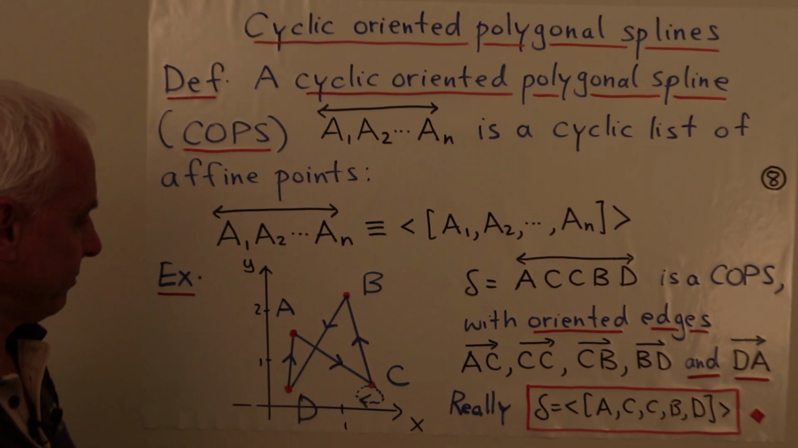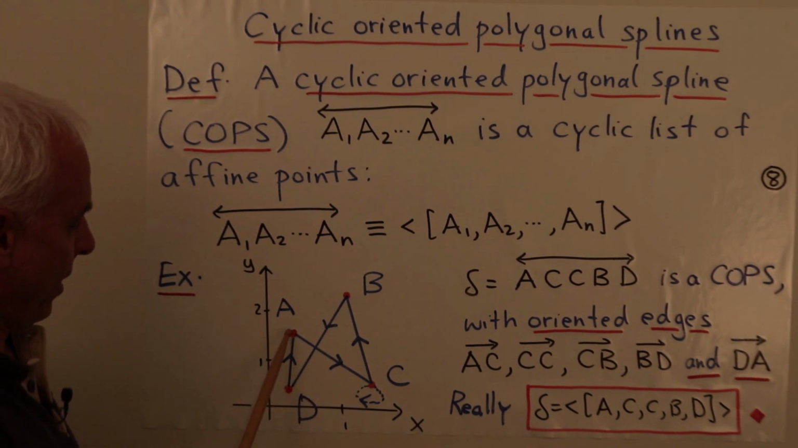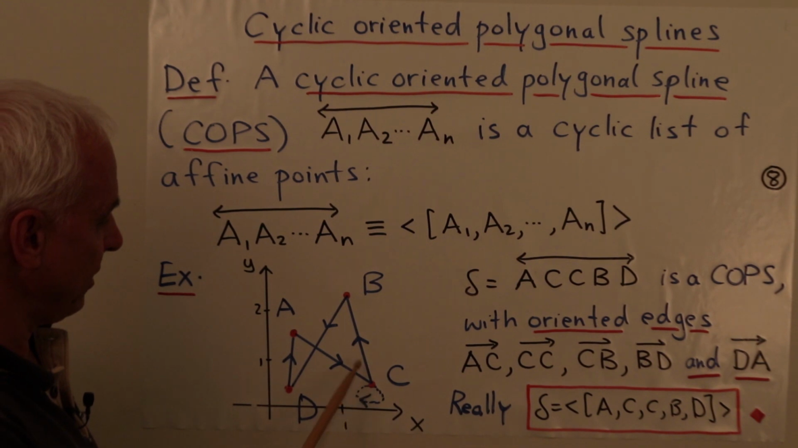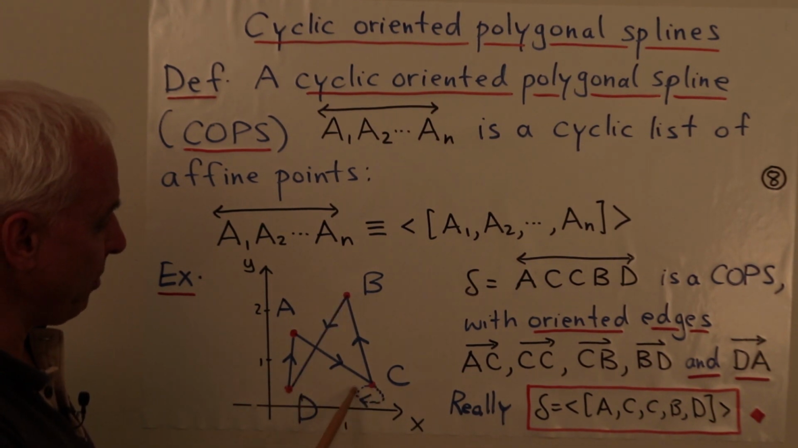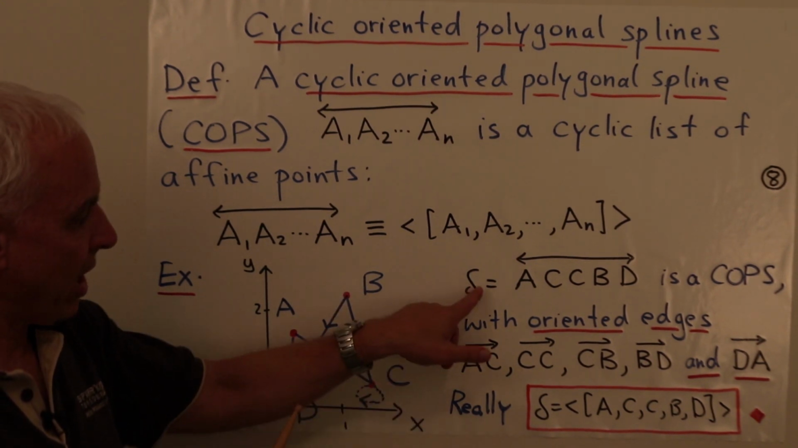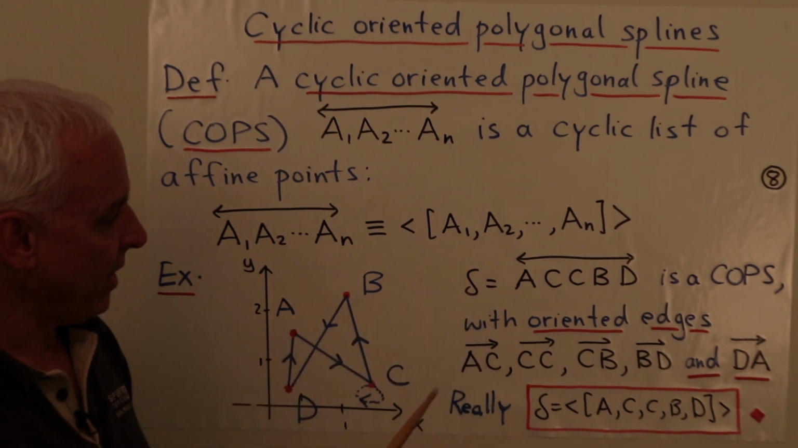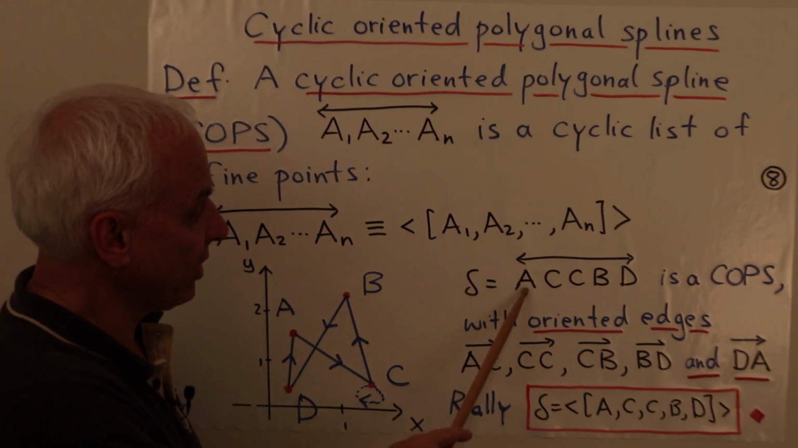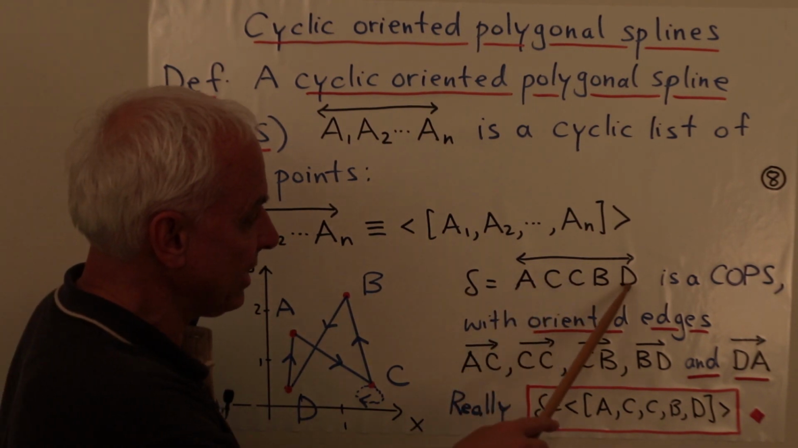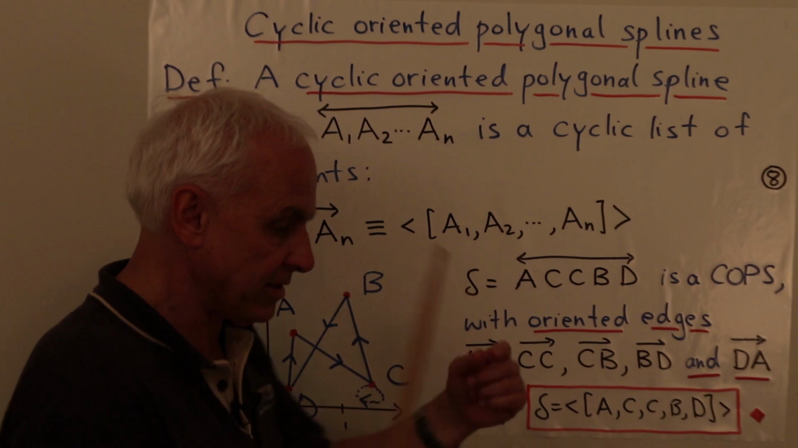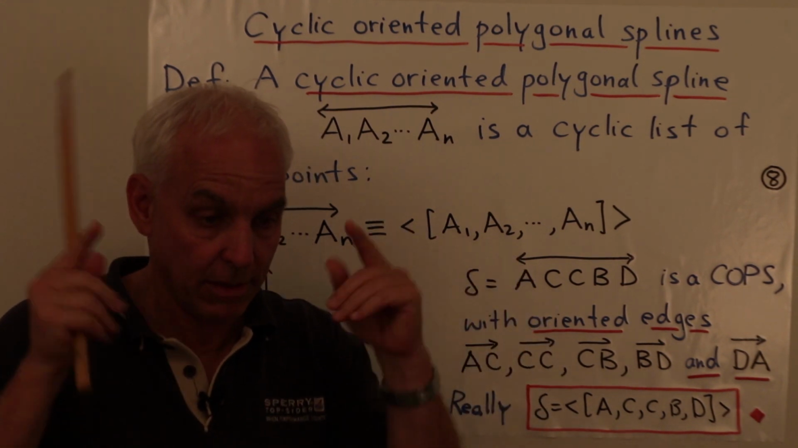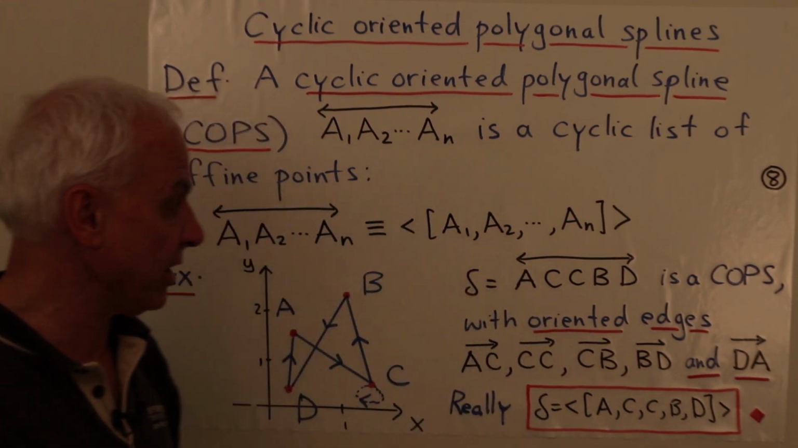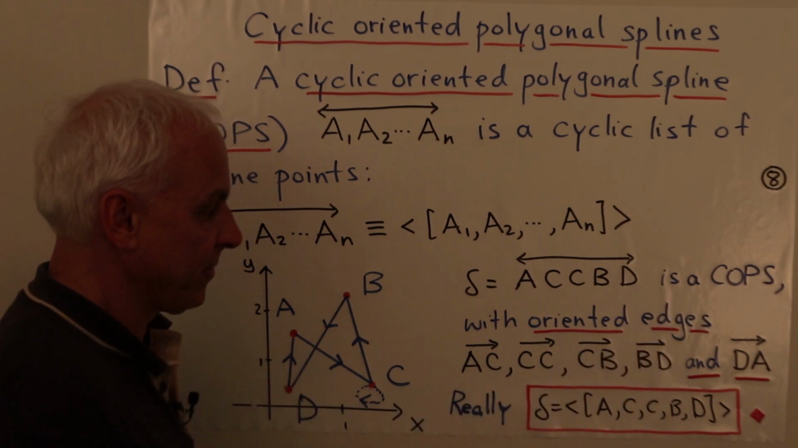So for example, have a look at this thing. There's an A, there's a C, there's a B, there's a D. There's also this little loop here. And now have a look at this thing here. This is D. It's the COPS, the cyclic-oriented polygonal spline, A, C, C, B, D. And it's cyclic because of that double arrow. You can see it. The double arrow's there. It's a cyclic object. This is a COPS.